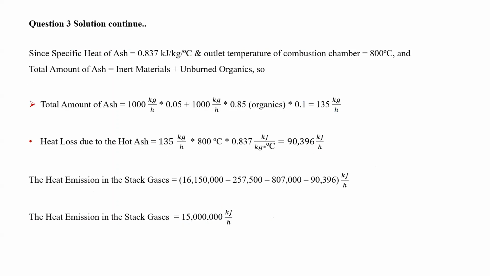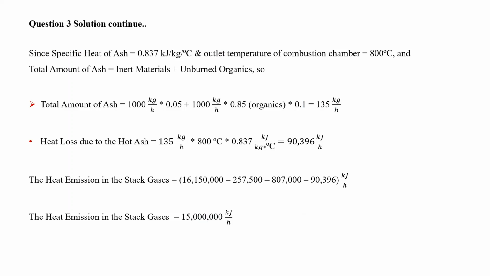And now we have found the second heat loss component in our system. And now there is one more item that causes the heat loss in the combustion unit system. And that is the heat loss in the ashes, both sensible heat in the ashes as well as the unburned fuel. So first we should calculate the total amount of ash, which is the summation of inert materials inside the fuel and unburned organics that is specified in the question also. And if you multiply the percentage of inert material, which is 5%, with the fuel flow rate, we can find the inert materials flow rate.